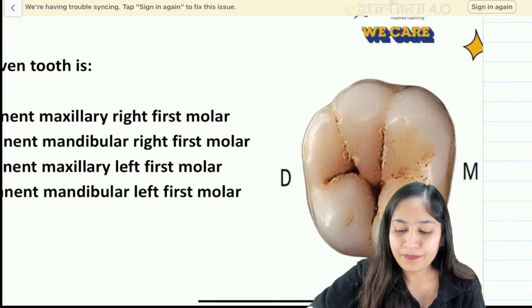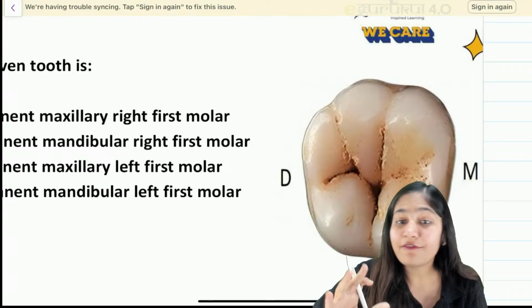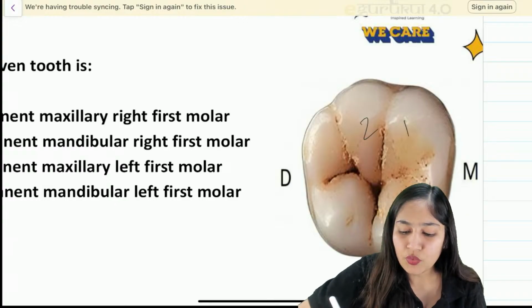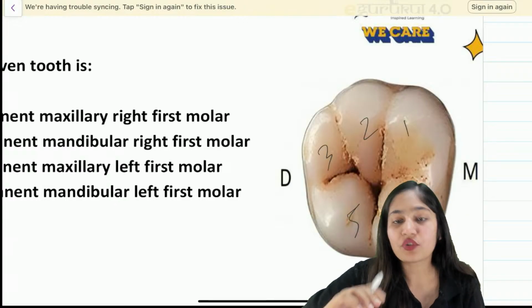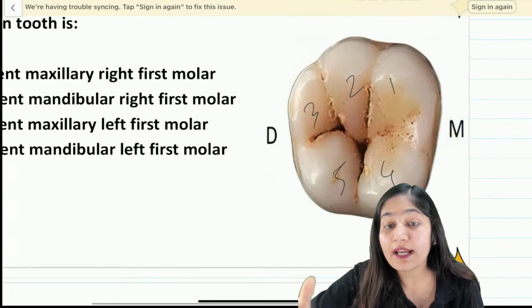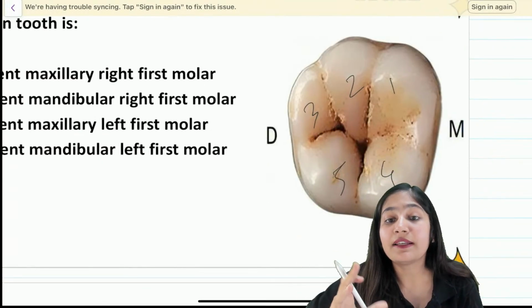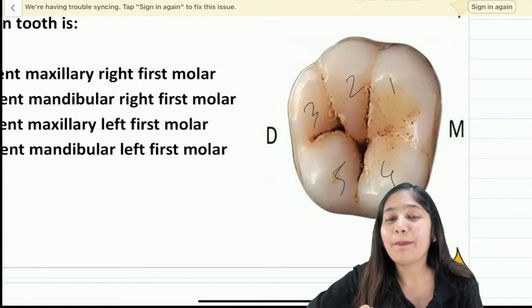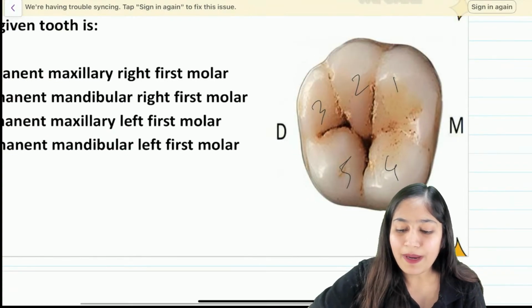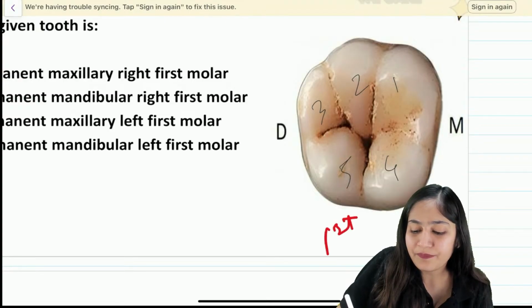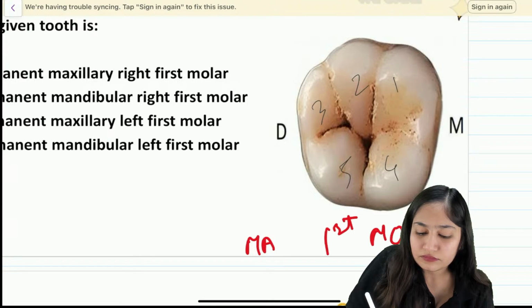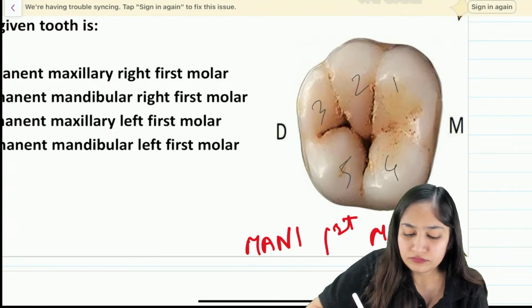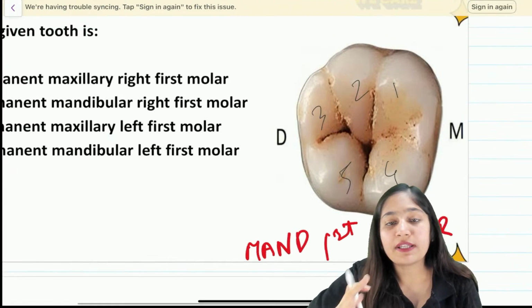So here we can see, first of all, we can see there are 5 cusps here. 1, 2, 3, 4 and 5. So which molar has 5 cusps? It is mainly maxillary molar or mandibular molar? Mandibular molar, right? So mandibular first molar has mainly 5 cusps. So it is mandibular first molar.